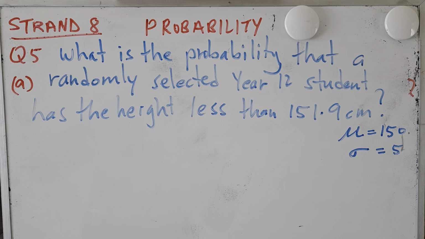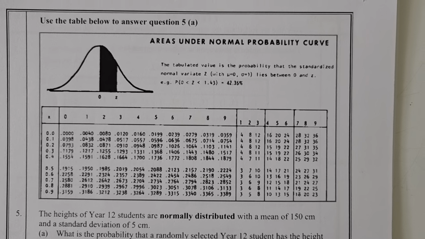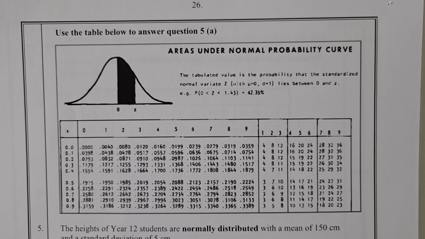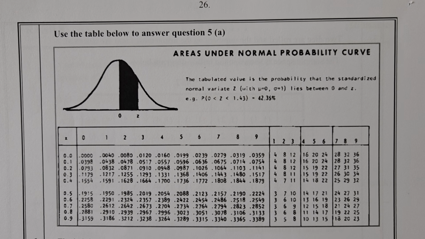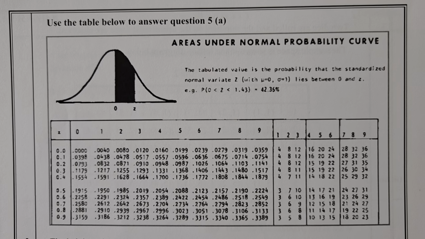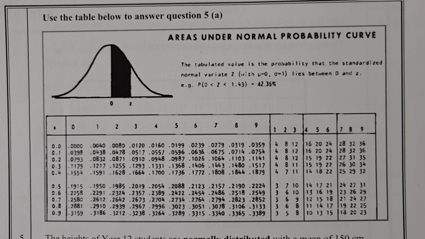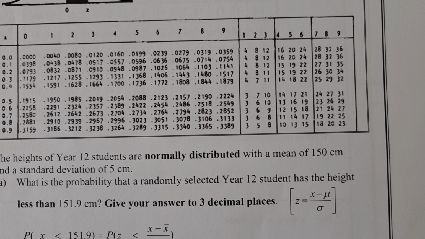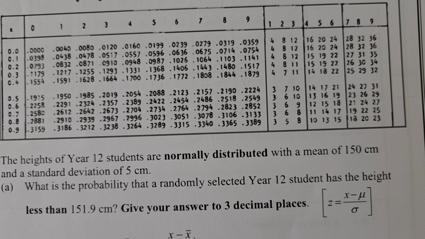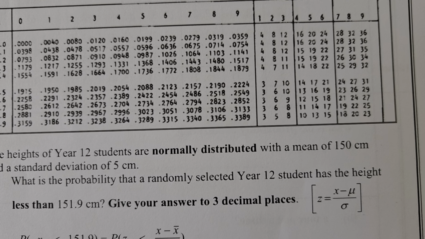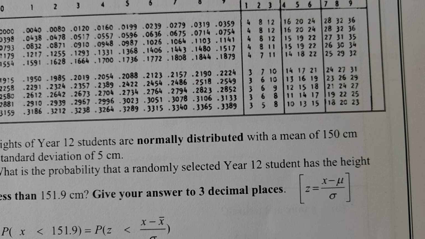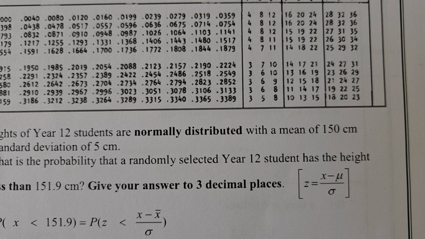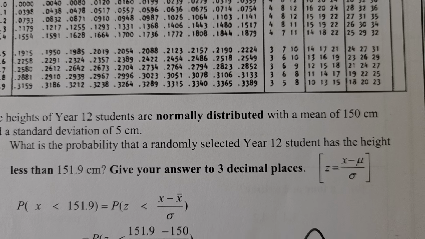Let's have a look at how the question looks like on the question paper. So that's how the question looks in the question paper. First of all, the table is given over here. We will be using the table to convert the Z value into probability towards finding the final answer. The heights of year 12 students are normally distributed with a mean of 150 centimeters and a standard deviation of 5 centimeters. Part A, what is the probability that a randomly selected year 12 student has the height less than 151.9 centimeter? And it says give your answer to 3 decimal places.